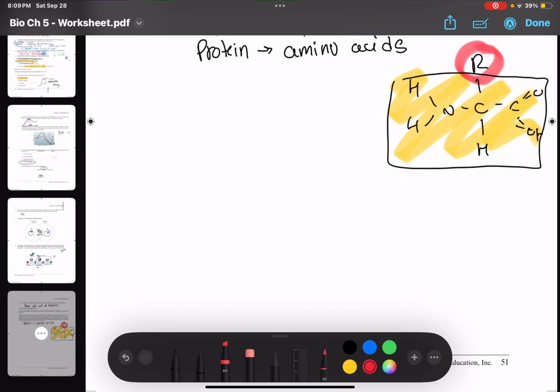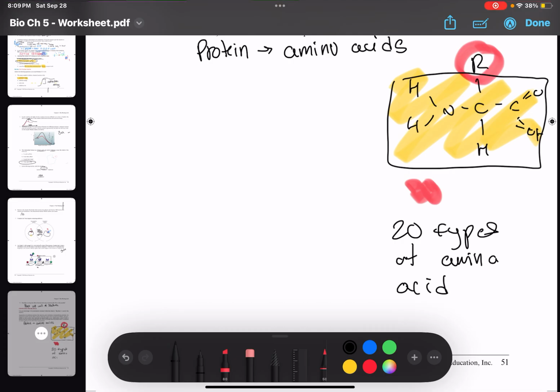X in math isn't actually something. It just represents something else. So what does this R represent? It represents 20 different molecular arrangements that amino acids could have. These 20 molecular arrangements make amino acids a very diverse group. 20 different types of amino acids can be made. And these 20 types of amino acids, so let me write that down real quick. 20 types of amino acid can then be used and set up in an infinite amount of ways.